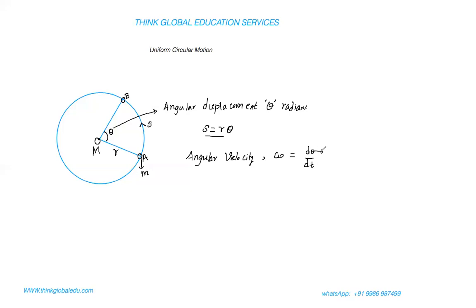And theta has a unit of radians, so you can write radians divided by the unit of time, seconds, radians per second. And next is angular acceleration, which is represented by the letter alpha, which is d omega by dt. So d omega has a unit of radians per second divided by second, so the unit of angular acceleration is radians per second squared.